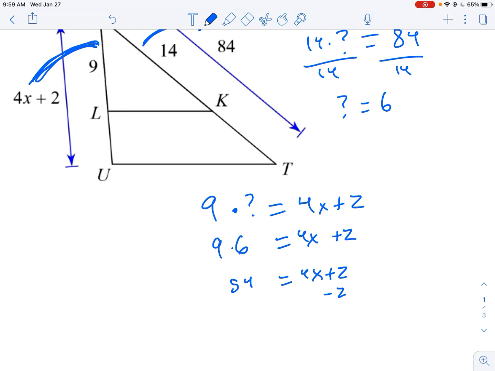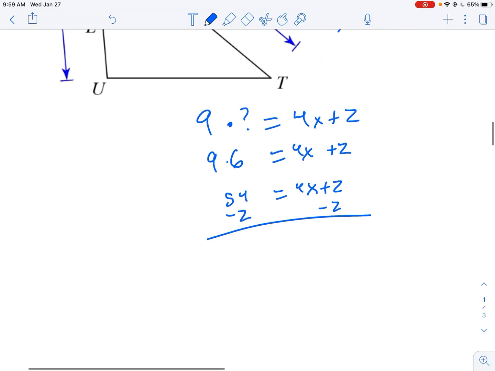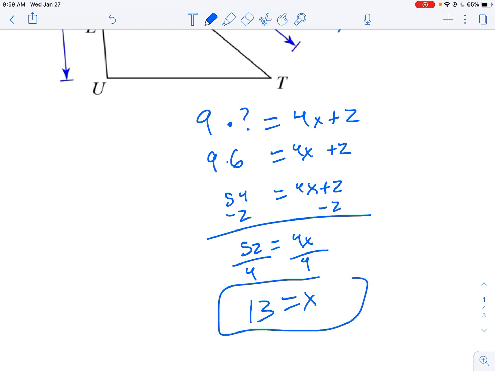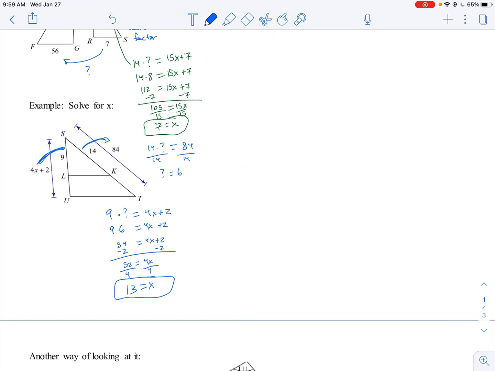And you can subtract 2, and you got 4x is 52. Divide by 4, and you're looking at x is 13, I believe. Let me check here. Yeah, 13. Ta-da! X is 13. So there you go.